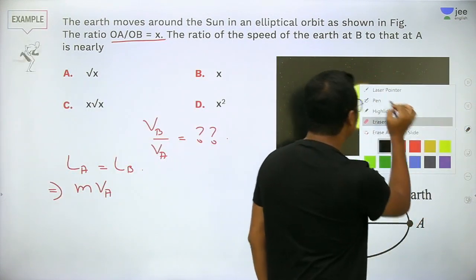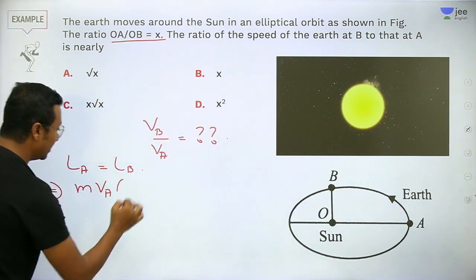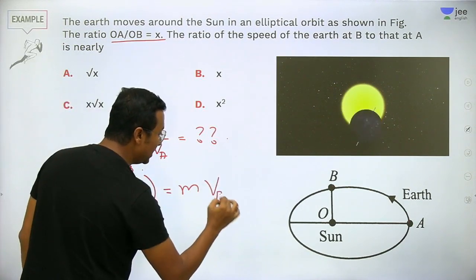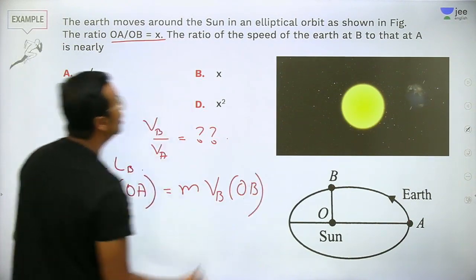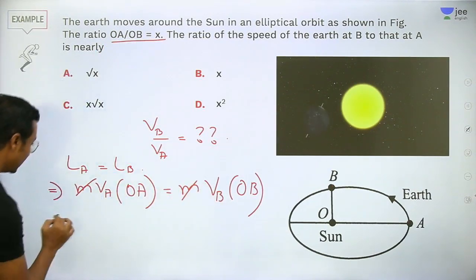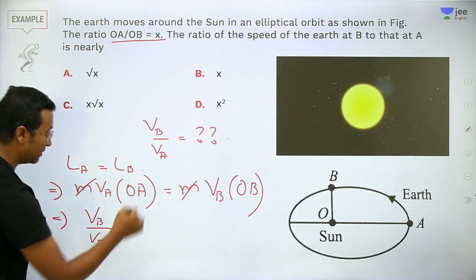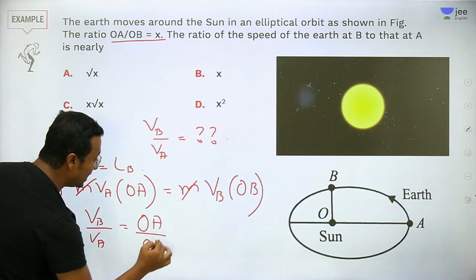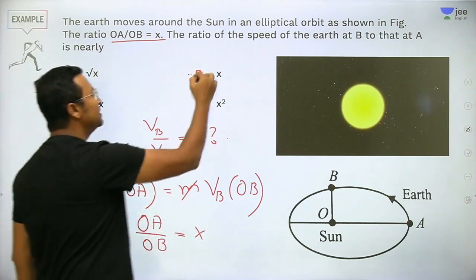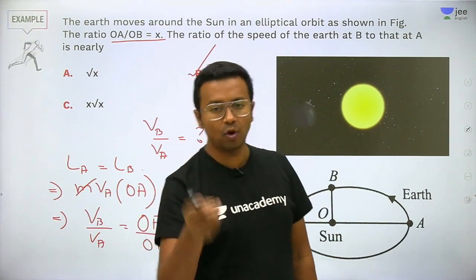So, this will be equal to what? M VA into OA is equal to M VB into OB. Clear? What has been given to me? OA by OB. M and M is going to cancel. They have asked me VB by VA. VB by VA will be equal to how much? OA by OB, which is equal to X. Very simple question. Option B is the correct answer. Only the revision of conservation of angular momentum is important out here.